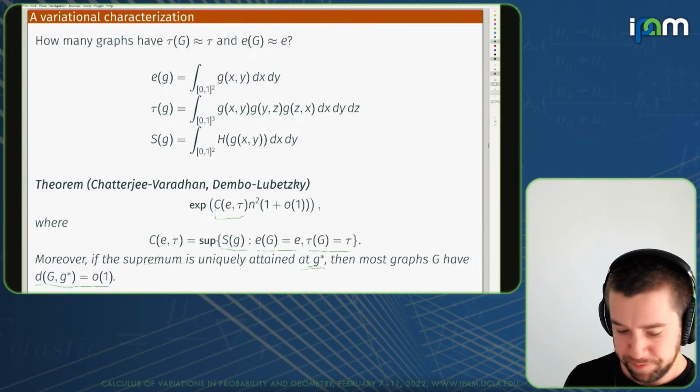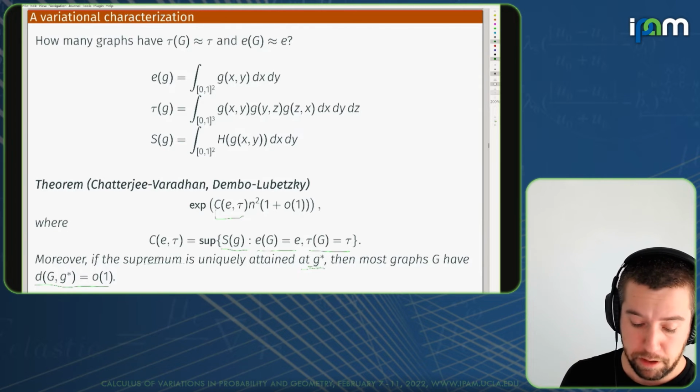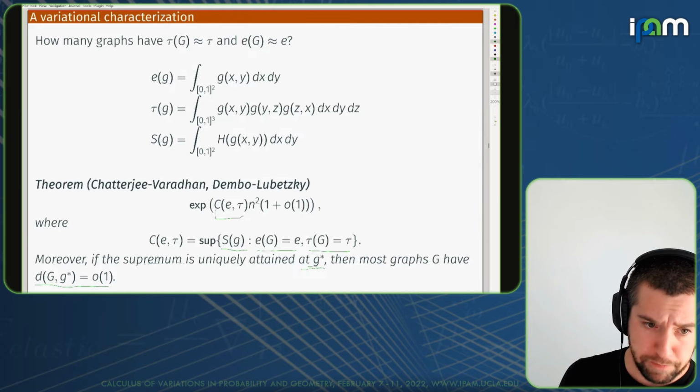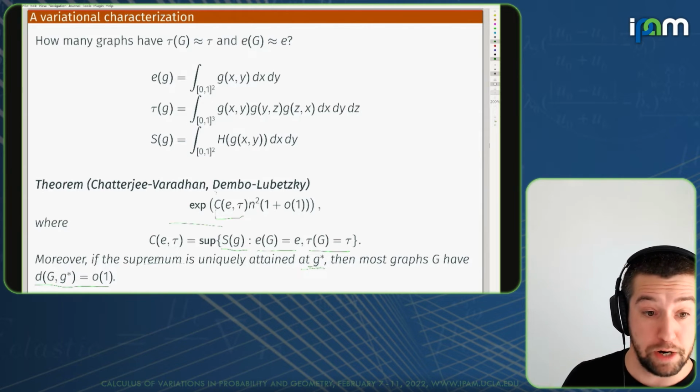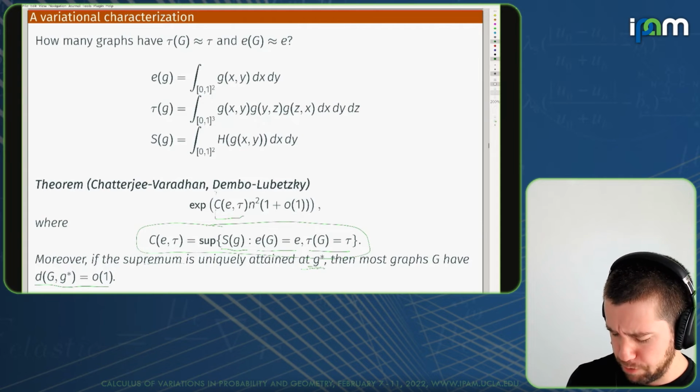Okay. So we want to know the number of graphs with a given edge and triangle constraint. So we are interested in now solving this optimization problem over the set of graphons. And it seems to be kind of a tricky problem to solve. So let me tell you what's conjectured first.